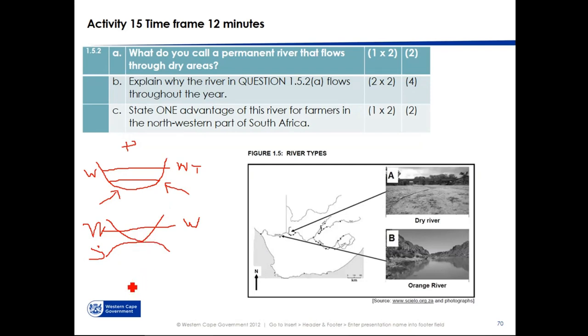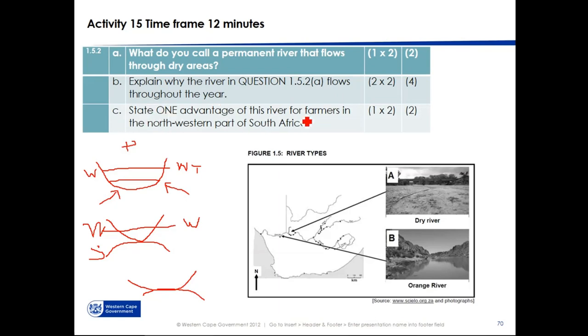And then the last one is the episodic river. What you find there is that the water table runs over there and it hardly ever goes into that area. Right, so that is what we need to know: why the river flows throughout the year, okay?